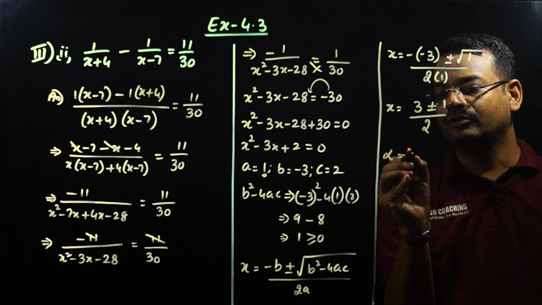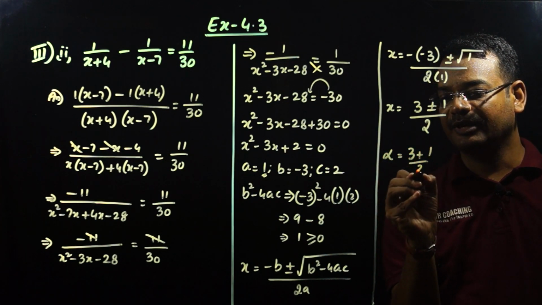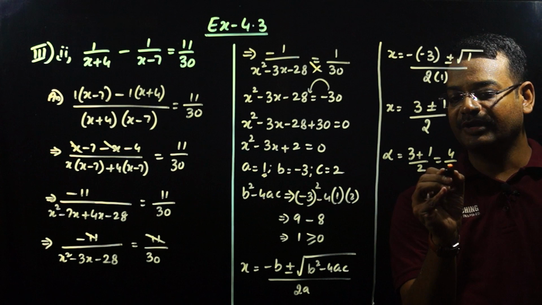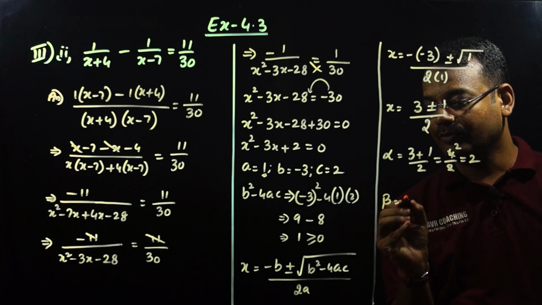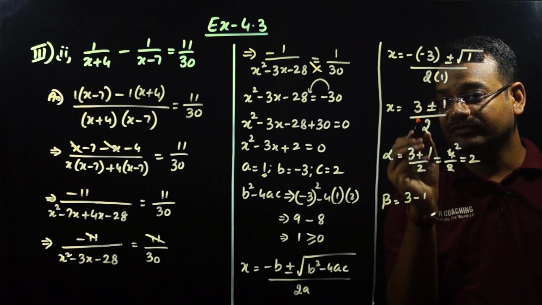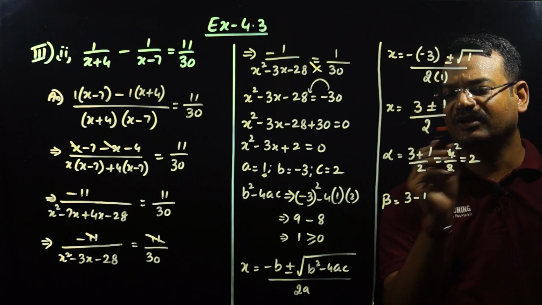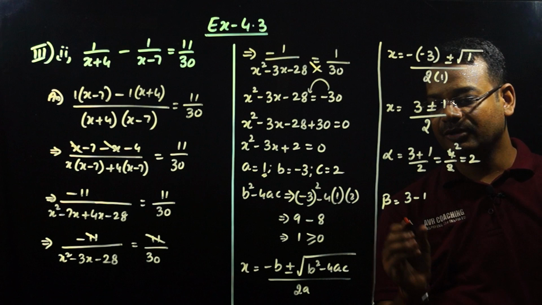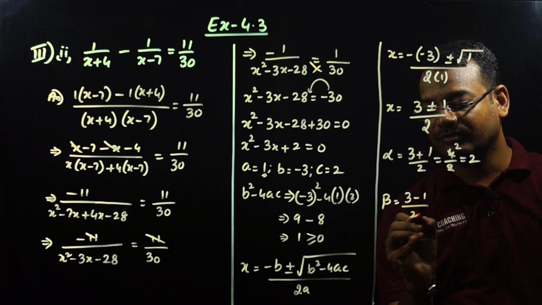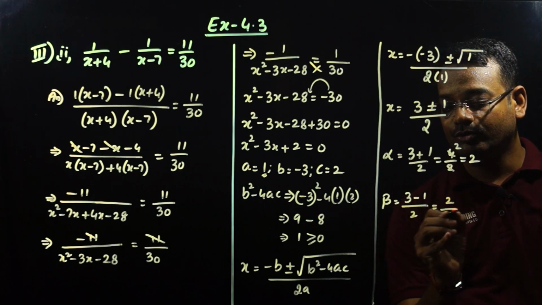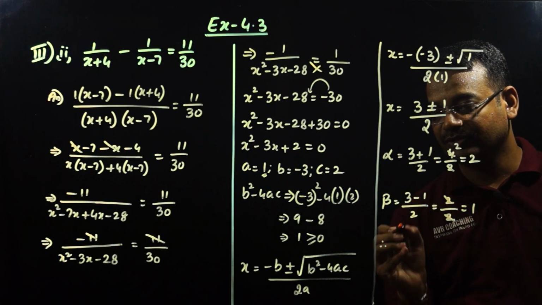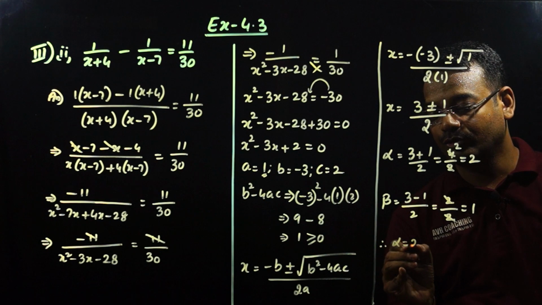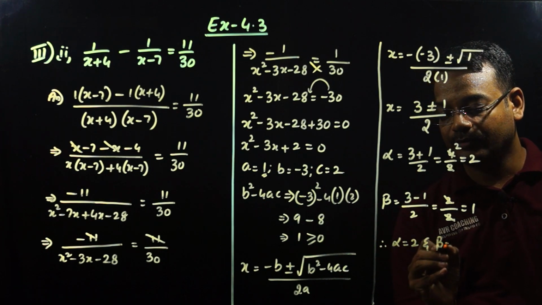Therefore alpha equal to 3 plus 1 by 2, that is 4 by 2, which is equal to 2, and beta equal to 3 minus 1, because this is 3 plus or minus 1. Alpha we are taking 3 plus 1 by 2, beta we are taking 3 minus 1 by 2, which will be equal to 2 by 2, which is equal to 1. Therefore the roots of the equation are alpha equal to 2 and beta equal to 1.